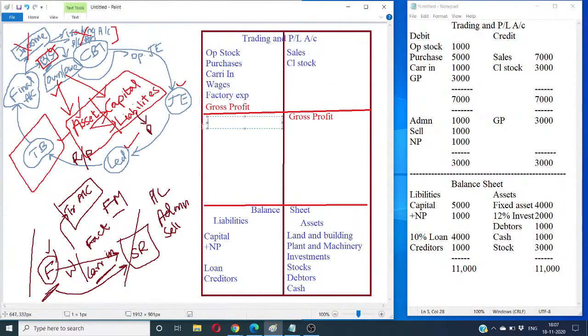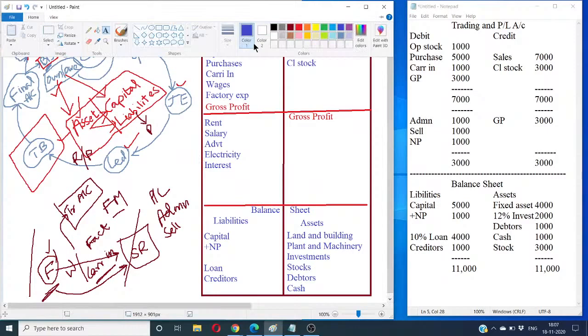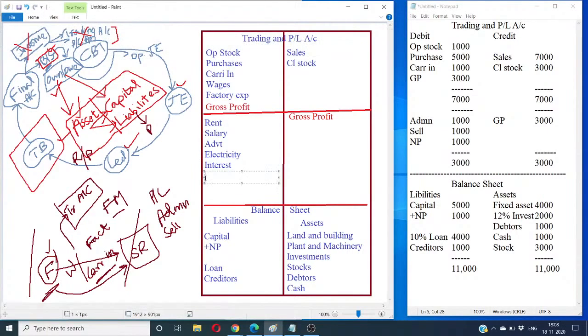So what are the other items that will come here? Let's see. Office related expenses. You may have rent, salary, advertisement and electricity, etc. So many things we have, and interest paid, whatever it may be. Finally, if you tally this, the final answer will be net profit here. Is it okay? The net profit you get here will be transferable to the capital account. This is the end result of the business organized in this year, right?